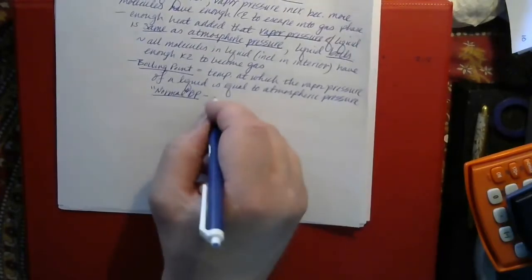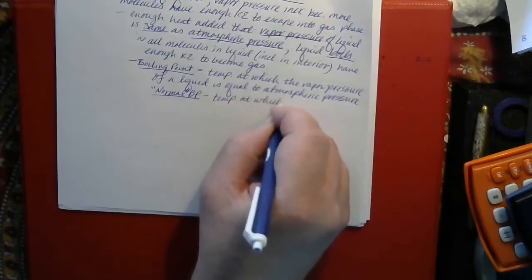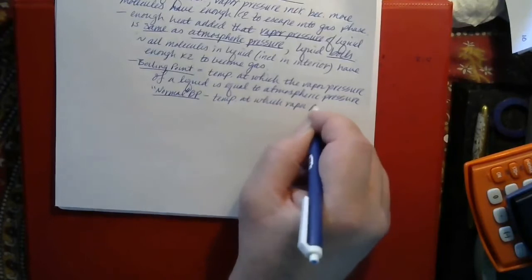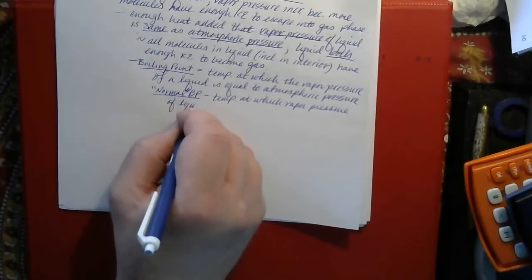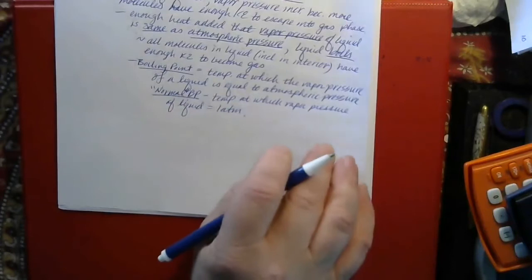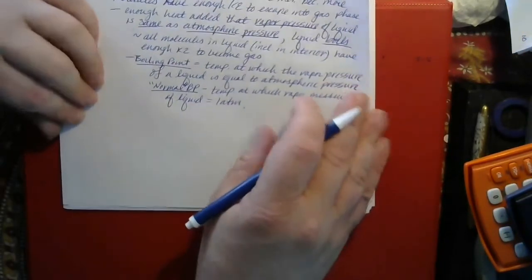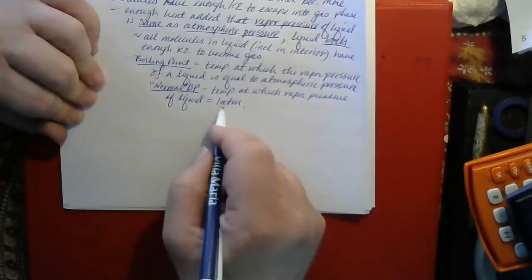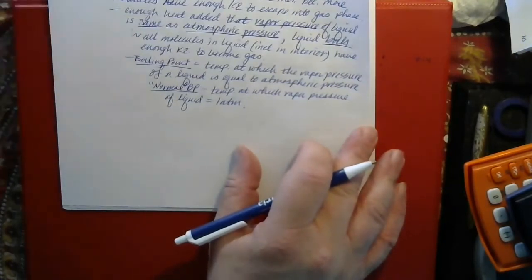There's also the concept known as the normal boiling point. The normal boiling point just refers to the boiling point at 1 atmosphere. So in other words, the normal boiling point is the temperature at which the vapor pressure of the liquid is equal to 1 atmosphere, because that would be your normal atmospheric pressure.